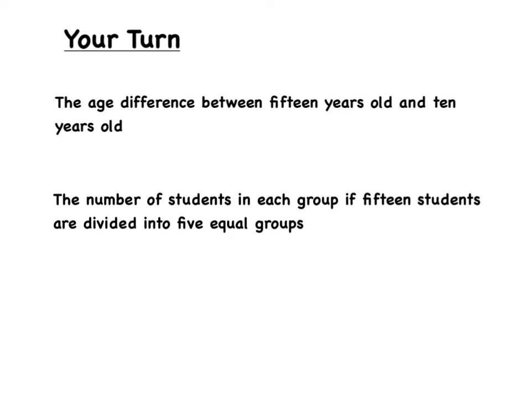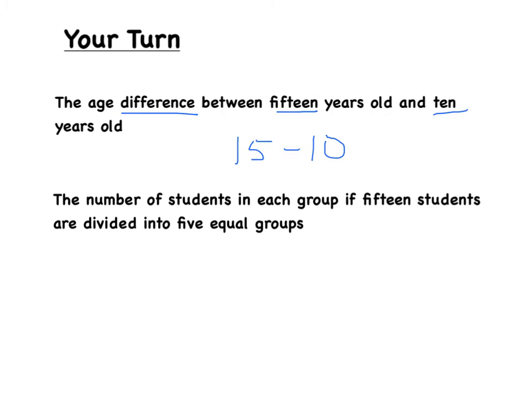Okay, so this example, we have the age difference between 15 years old and 10 years old. Hopefully you underlined the most important information. So in the first one, we're talking about the age difference. Difference means that we're supposed to be doing subtraction. So we're finding the age difference between 15 years old and 10 years old. So we're trying to find the difference of 15 and 10, which would be subtraction. So it would be 15 minus 10. Let's look at the next one.